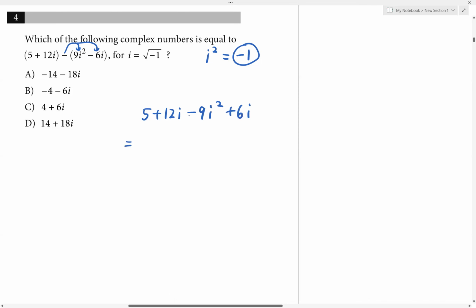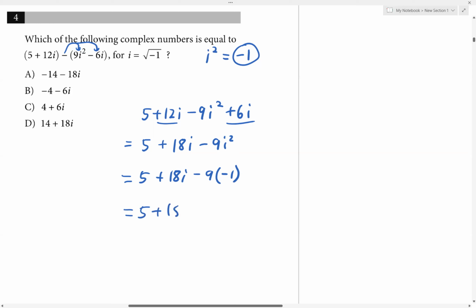From here, we can combine like terms. 12i plus 6i are like terms, so we add them together. I have 5 plus 18i minus 9i squared. Remember we said i squared is actually negative 1, so we can substitute that. This will be 5 plus 18i minus 9 times negative 1. Well, what's negative 9 times negative 1? That's actually positive 9.